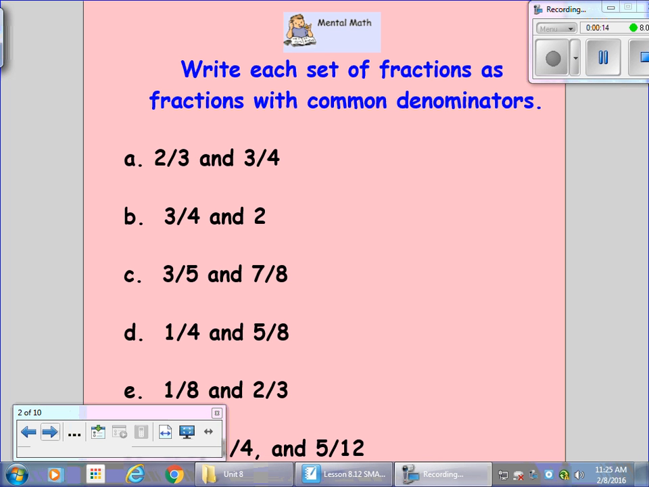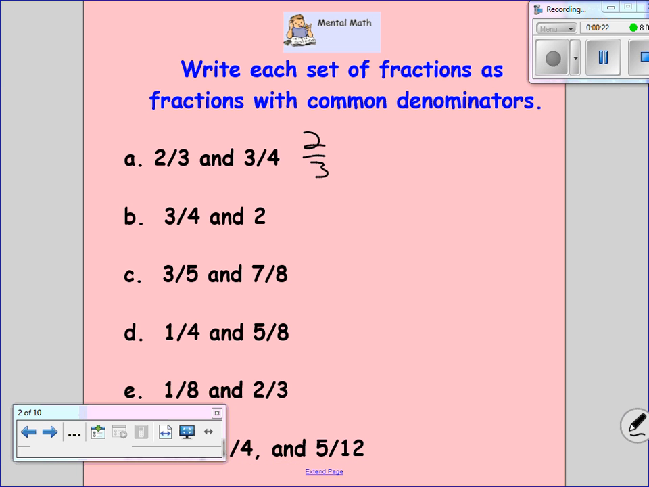Before we get started, let's take a look at a couple of these things. We're going to write each of these fractions as fractions with common denominators. So, some easy practice here. We have 2/3 and 3/4. Common denominator, and change these both into 12. Times 4 gives me 8. Times 3 gives me 9. Those are my fractions with common denominators.